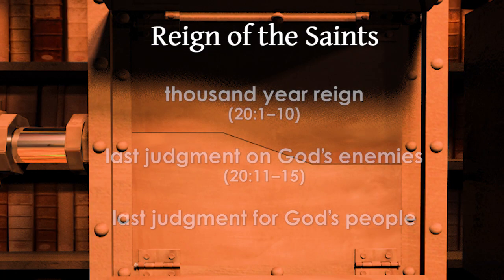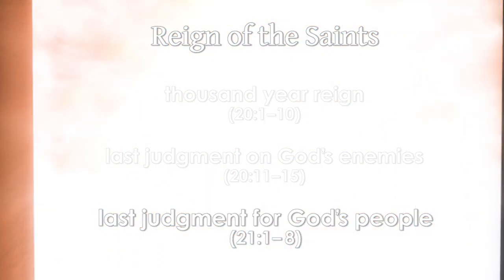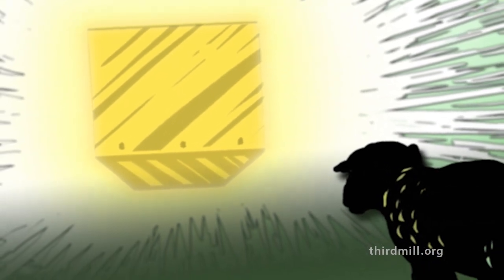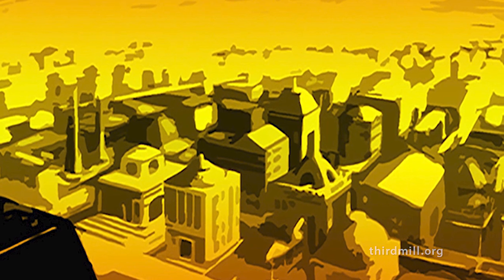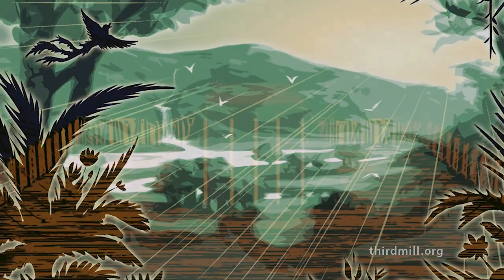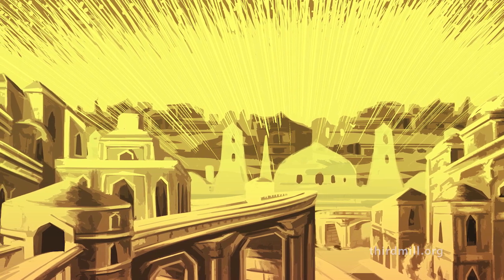Finally, the third part of the series of the Reign of the Saints focuses on the Last Judgment for God's people in Revelation chapter 21, verses 1 through 8. John saw that the Last Judgment for God's people would be a great blessing. The heavens and earth would be remade, and a new Jerusalem would descend from heaven as the capital city of the new earth. This symbolism points to the fact that in the new heavens and new earth, God will dwell among his people. God did this in the past in the Garden of Eden, in the tabernacle, and in the temple. And now he dwells with us in Christ. But in the new heavens and new earth, our fellowship with God will be even greater, because he'll manifest his glory among us and we will live in his physical presence forever.